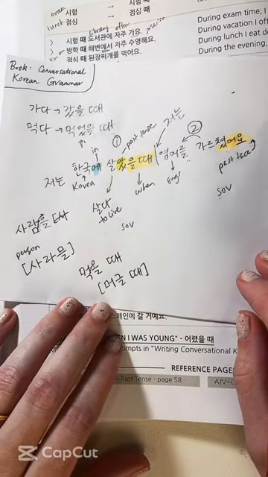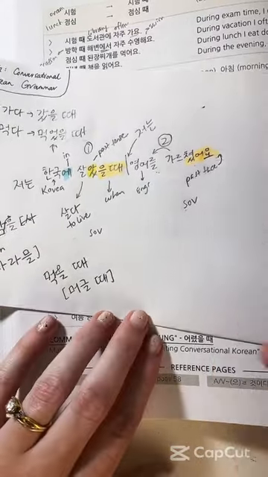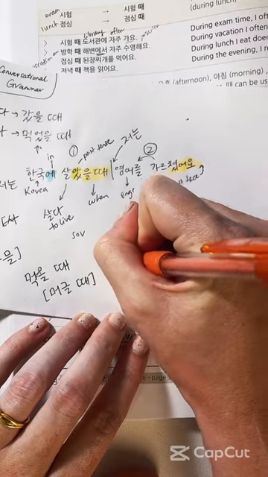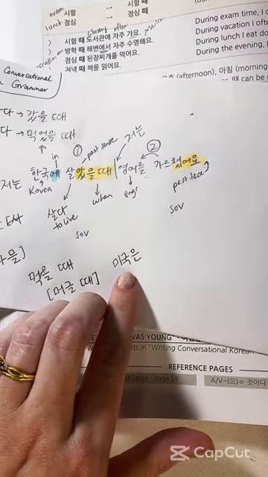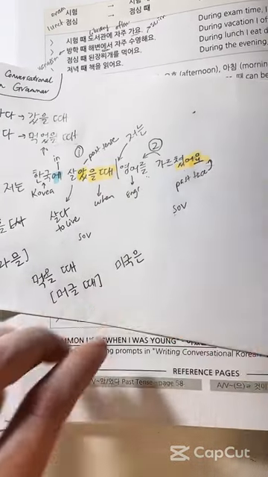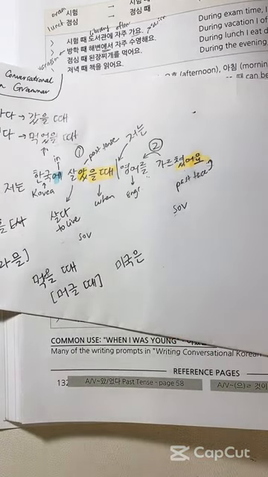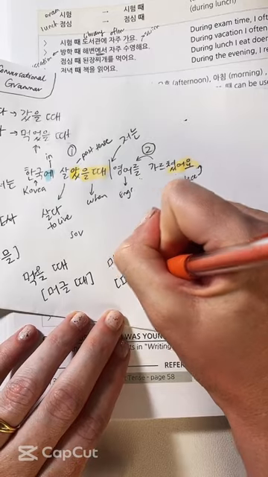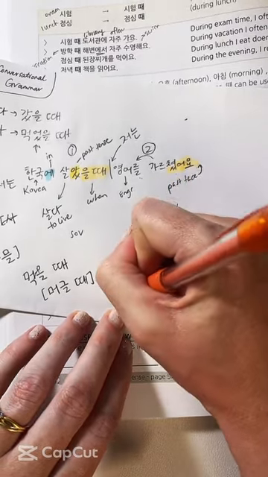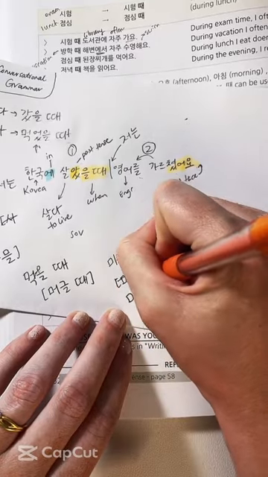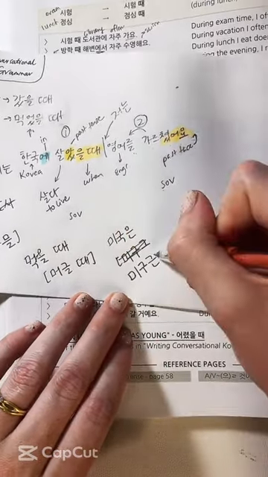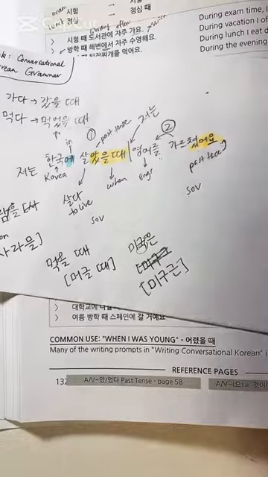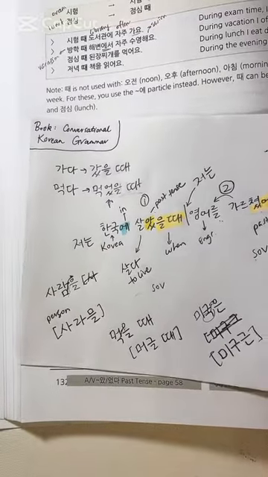And it's true for all particles too, not just the object particle, like, for example, the topic particle. Mi guk un. So 미국 is America, 미국은. But instead of saying 미국은 like that, I mean, you can say it like that and people will understand you, but it's more natural to say 미국은. Like this, because this 기역 on the bottom moves up here and takes the place of the 니은. Okay. Anyway, I've gotten a little bit sidetracked here, but I love all the questions.